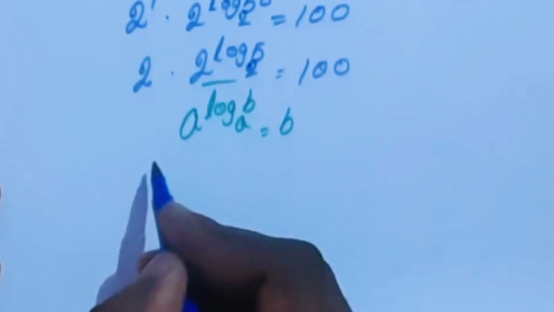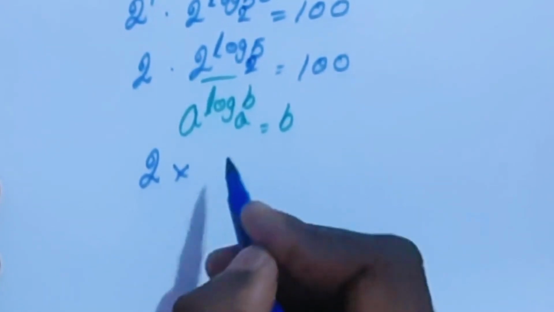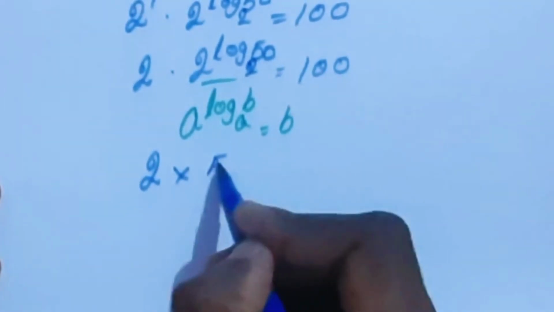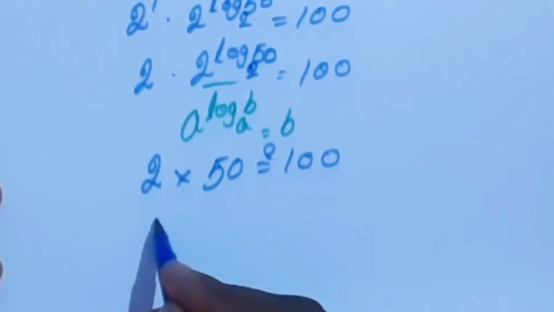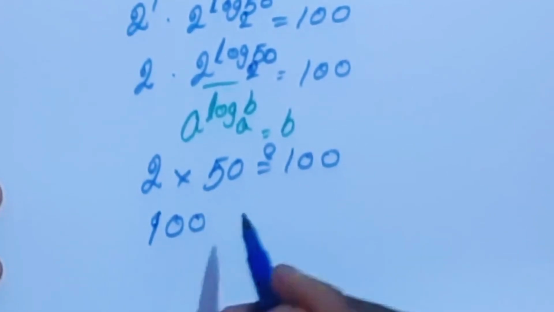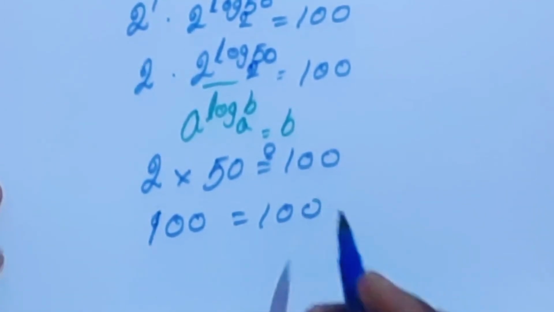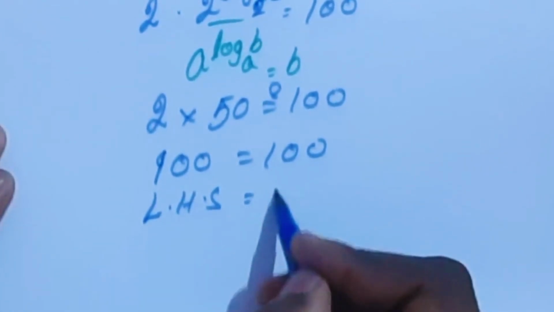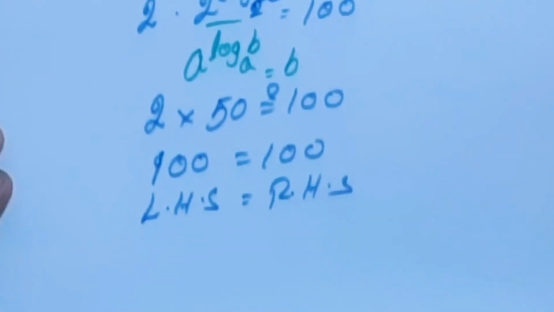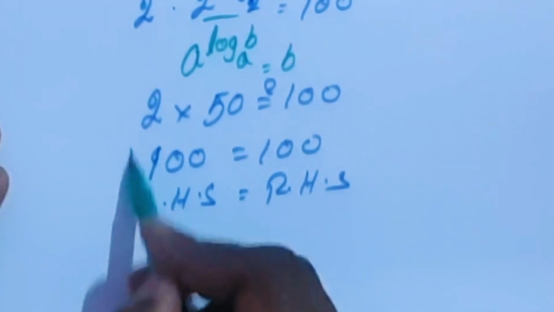So 2 times 50, here 50, equals 100. Here 100 equals 100. So LHS equals RHS. This is verified.